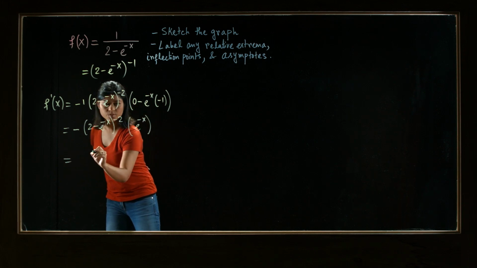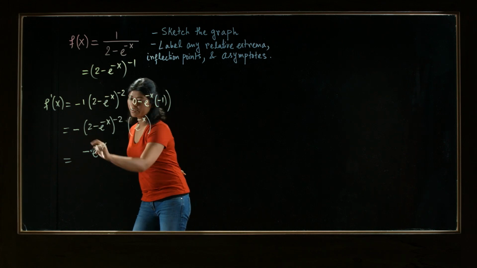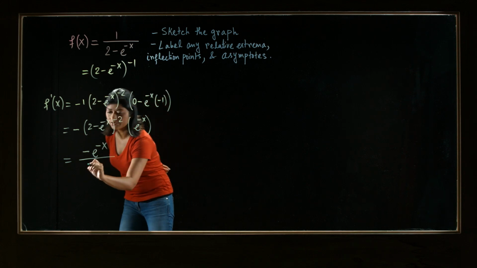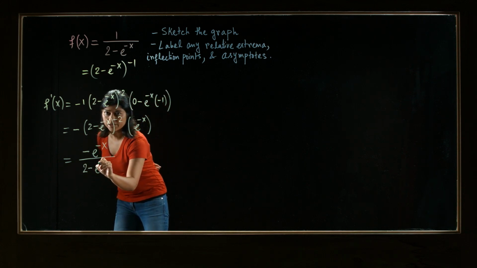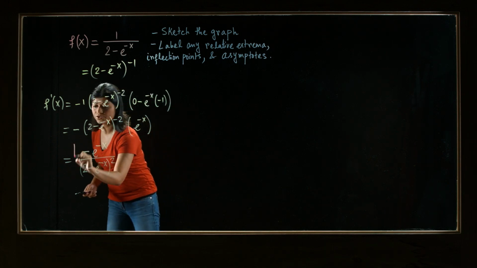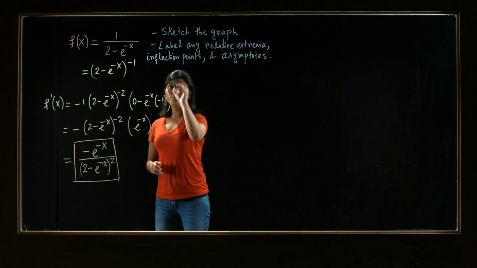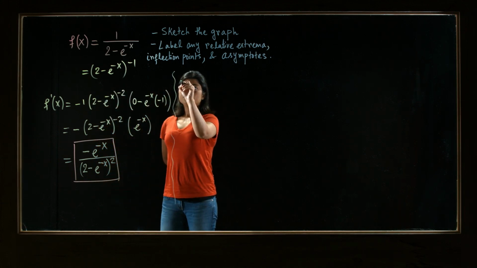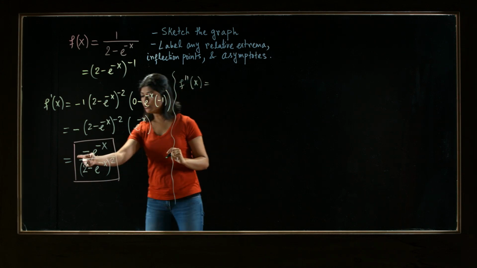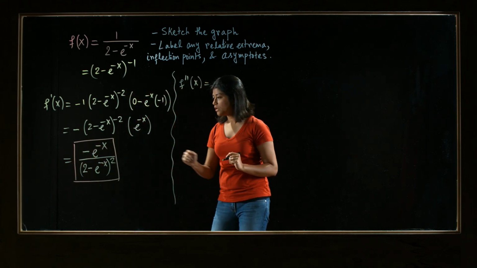And then rewriting one more time, in the numerator we have e to the negative x with a negative sign. And this negative 2 exponent, you can bring into the denominator as 2 minus e to the negative x, squared. So, this is our first derivative. Okay, let's compute the second derivative now. For that, we will use the first derivative expression, and we take the derivative of that.